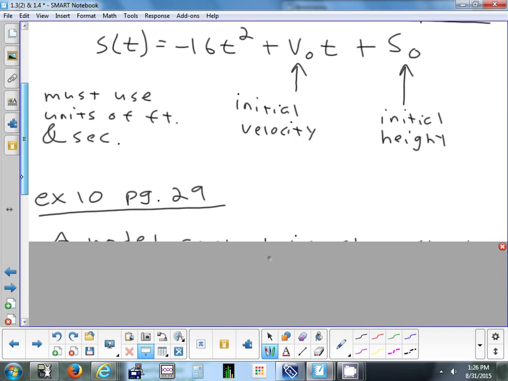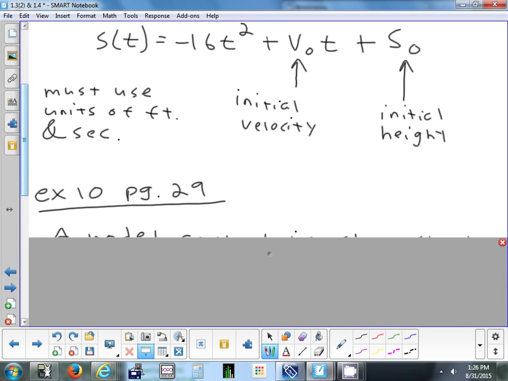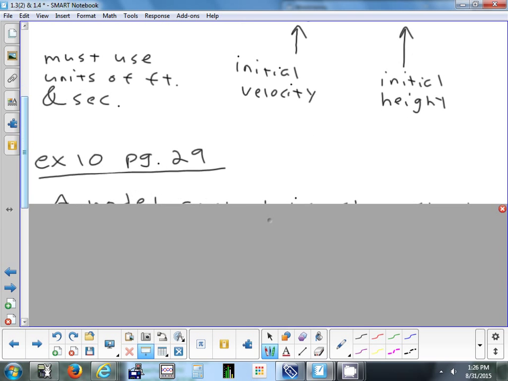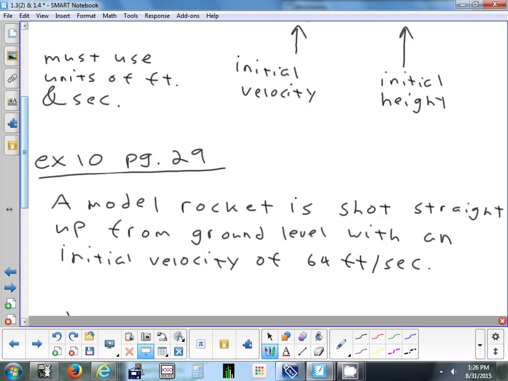Okay, so let's try an example. Does everyone have the formula? So we've got a model rocket. It's going to be shot straight up from ground level. So what does that tell you? Ground level. Yeah. Tells you the initial height. You don't need to use it. Yeah, we're not going to use the initial height in this problem. An initial velocity of 64 feet per second.